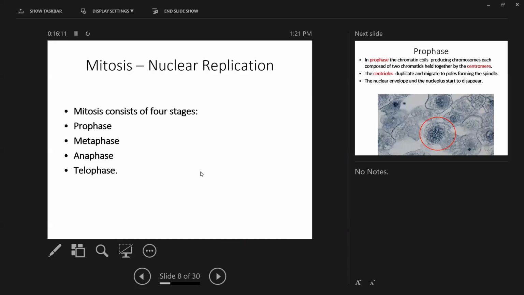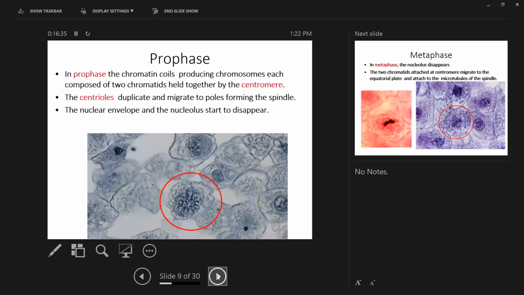So the stages of mitosis, which is nuclear replication, the 4 stages are prophase, metaphase, anaphase, and telophase. If the illustrations in the study guide for mitosis are not clear, the PowerPoints are the best that we have available for those pictures. So here's prophase.